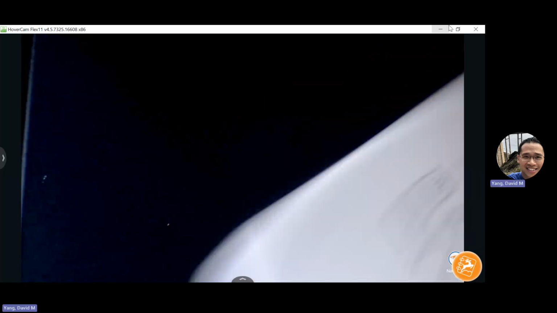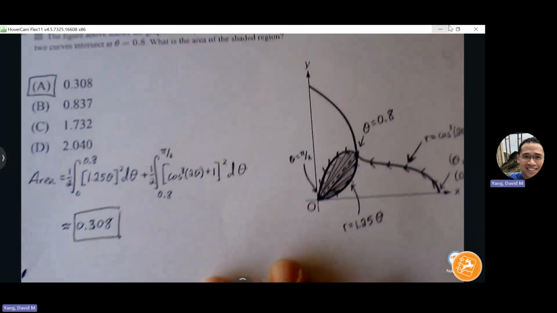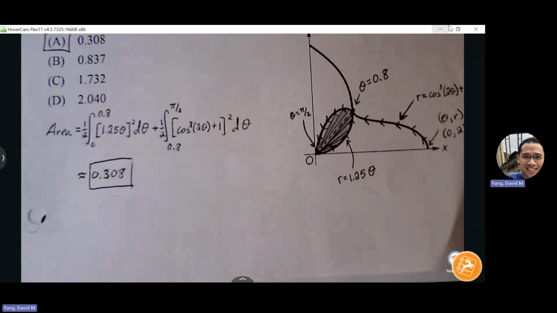So then I think if we understand that formula, 48 and 49 are pretty straightforward. I do want to touch on number 50 here.